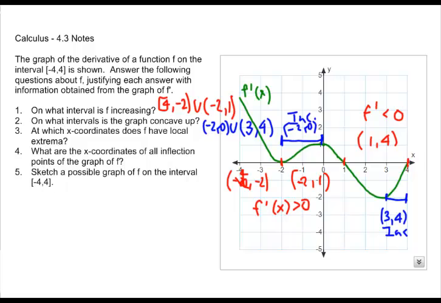At which x-coordinates does f have local extrema? And this happens when the derivative is equal to 0, and not only where it is equal to 0, but where the sign changes from positive to negative. Okay, and there's only one place on our derivative graph where the derivative changes from positive to negative and crosses the x-axis. And so, at which x-coordinates does f have local extrema? The only x-coordinate is when x equals 1.